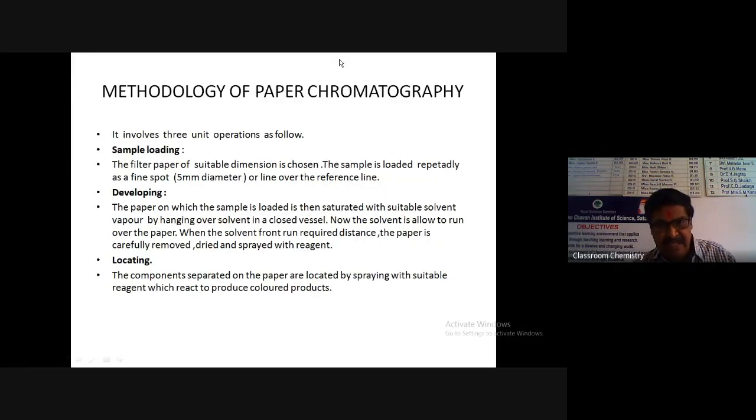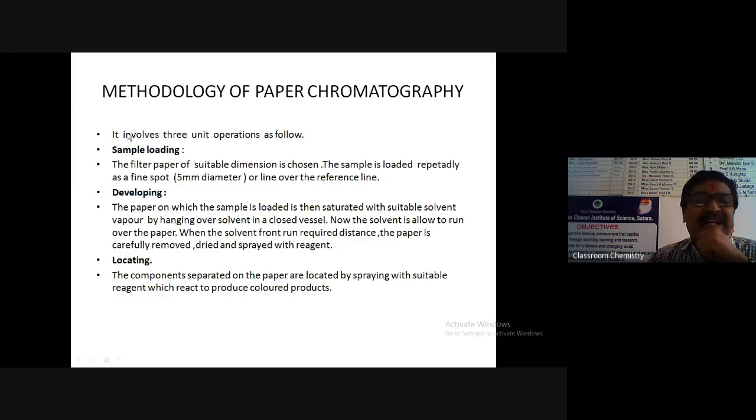देन सेकंड पॉइंट, that is methodology of the chromatography. It involves 3 unit operation. पेपर क्रोमॅटोग्राफी करत असताना त्याचे 3 युनिट ऑपरेशन तुम्ही करतात. म्हणजे पहिली स्टेप आपण सॅम्पल लोडिंग करतो, दुसरी स्टेप आपण डेव्हलपिंग करतो, तिसरी स्टेप आपण लोकेटिंग करतो. हे जे ऑपरेशन्स आहे त्याला युनिट ऑपरेशन म्हणतो.